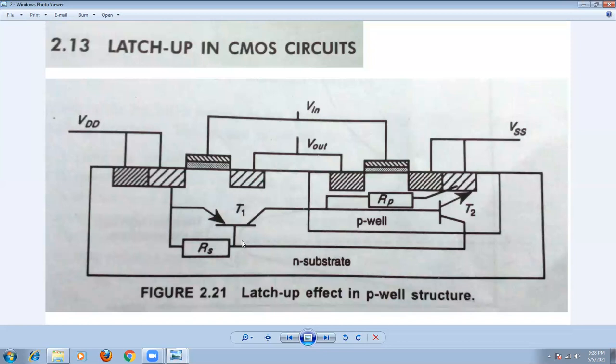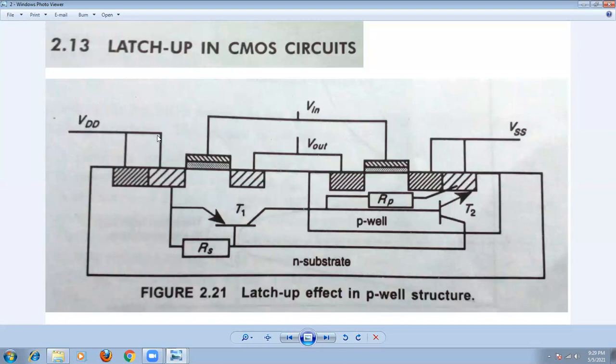So that means we have two mechanisms, two conditions here. The first condition is to reduce the resistance RS so that transistor T1 is in the off condition. If any one transistor is off, then latch up can be avoided. Or you can reduce the resistance RP, so that there is no chance of a low resistance path existing between the VDD and VSS lines.